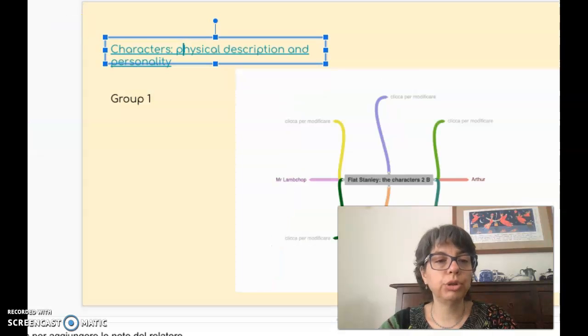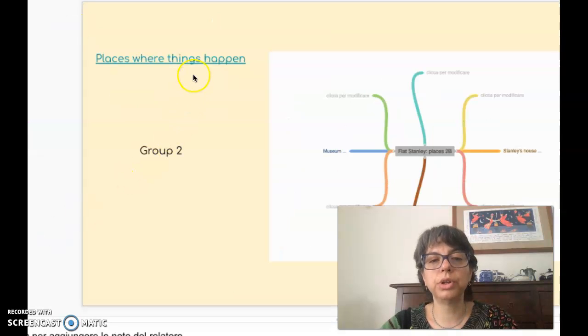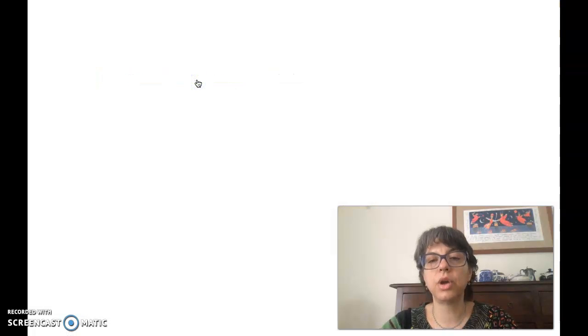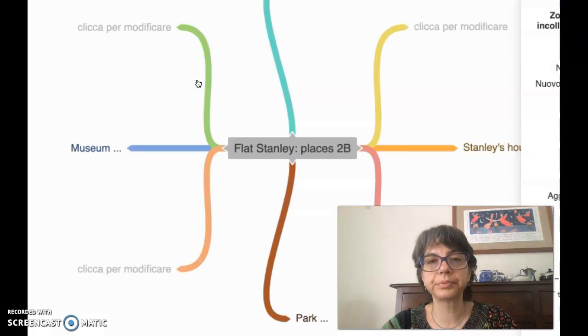Then, group number 2 will work on places where things happen. And again, you have a Google map where you can add places. For example, there is the park, there's a museum, Stanley's house, and there are also other places for you to click and add. For example, the museum, and here you write what happens in the museum.